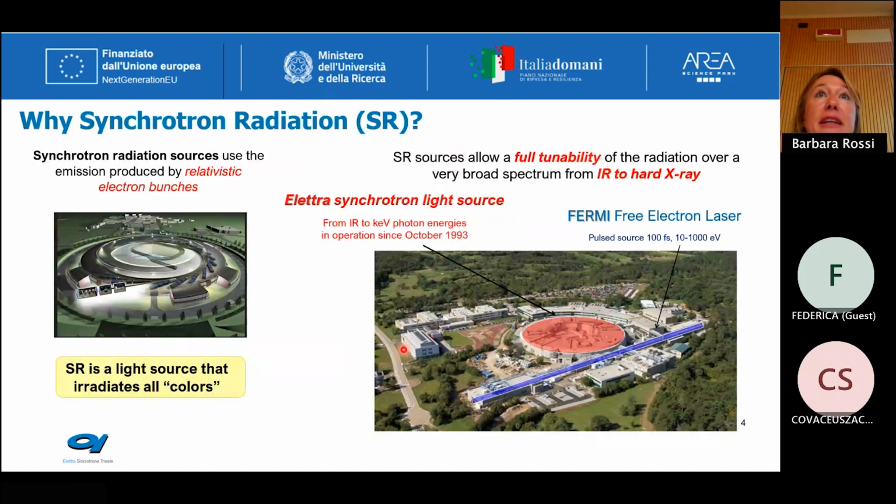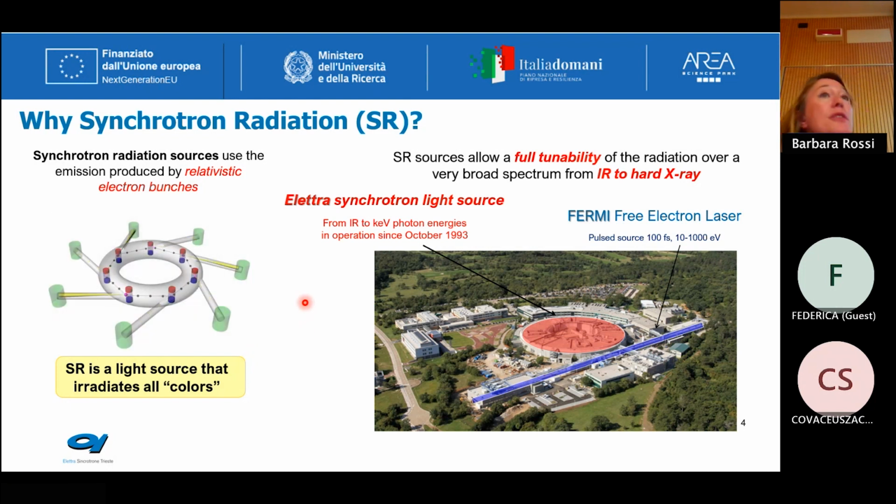Of course, this technique requires a very tunable light source, especially in the deep UV range. And for this reason, synchrotron radiation is the optimal solution. Synchrotron radiation sources use the emission of relativistic electron bunches that are accelerated in the so-called storage ring. And during this acceleration, the electrons produce electromagnetic energy in the form of light.